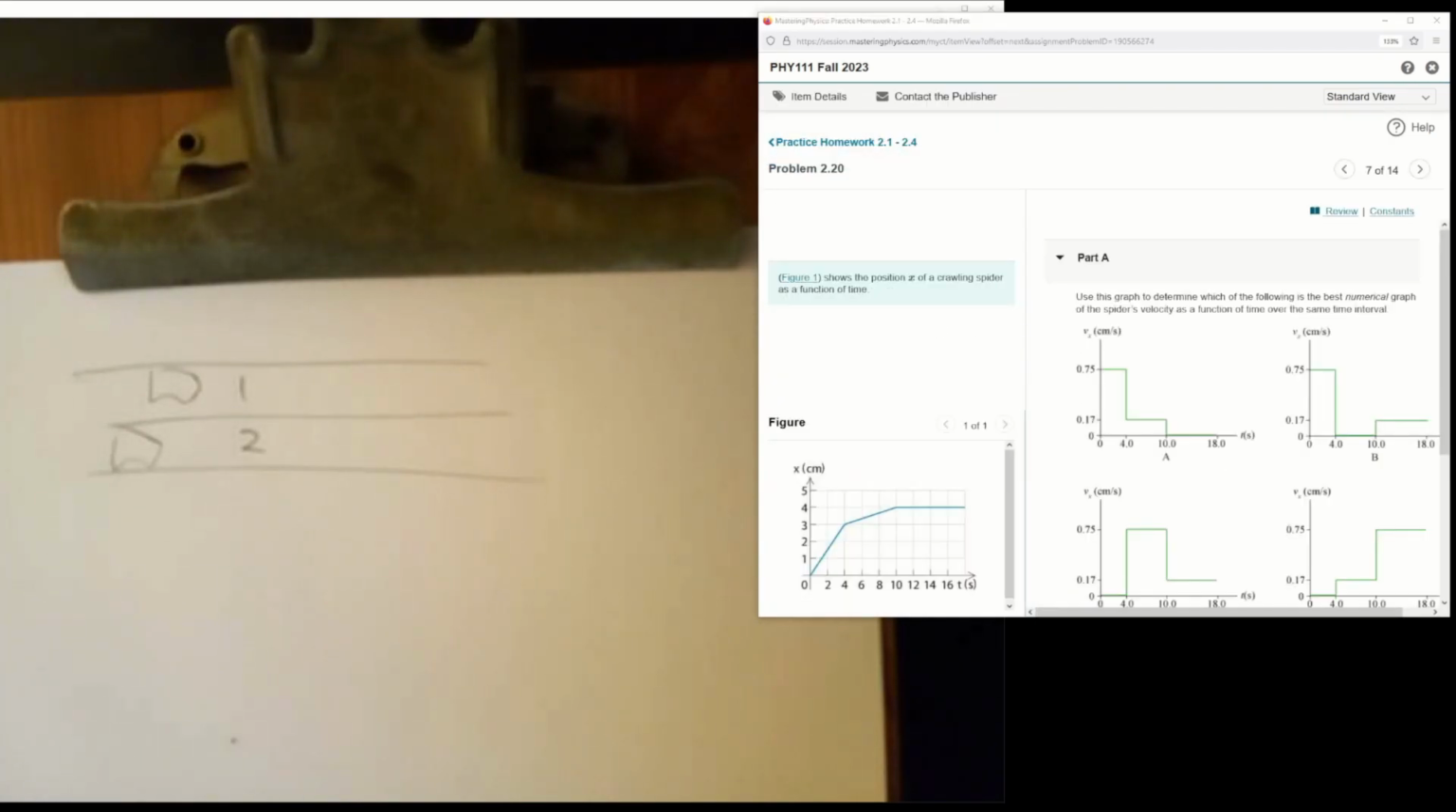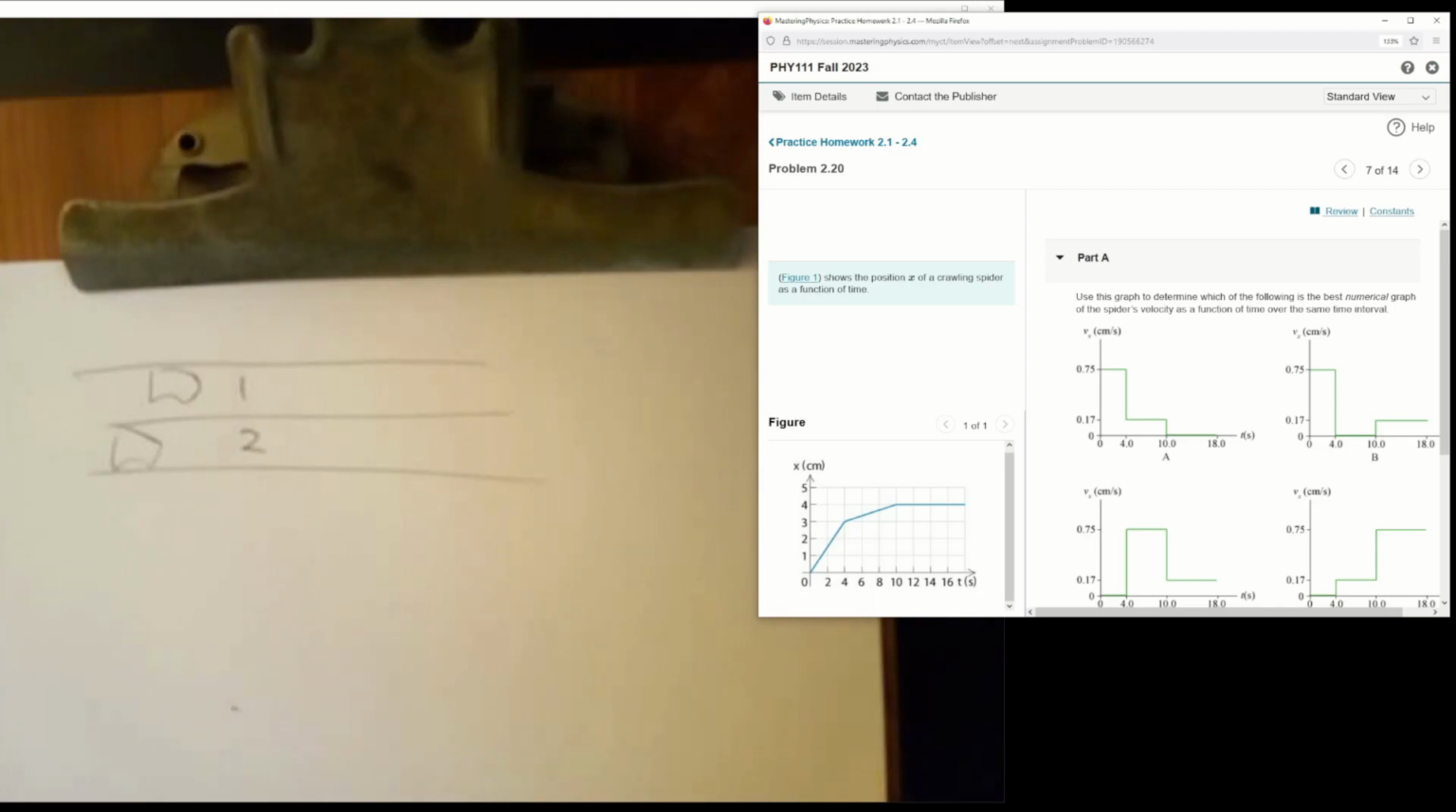All right, so we got a spider crawling along. And here's the position function down here. If we look at this blue line, again, this tells us the position of the spider as it walks away. And it's always walking away. It never turns around. How do we know when it turns around? When the function starts sloping down. That means it's coming back towards us. Its position is decreasing. But there's no turning point here.